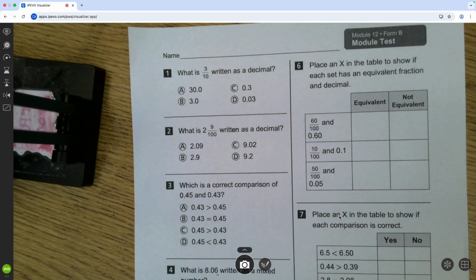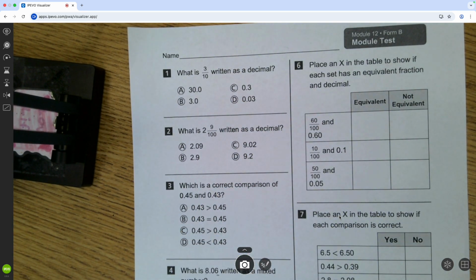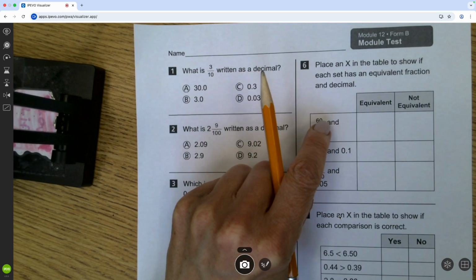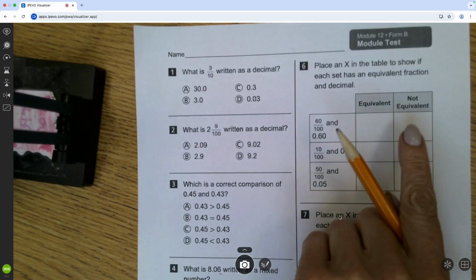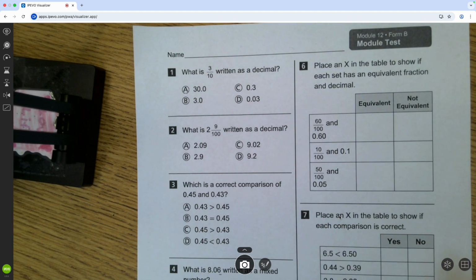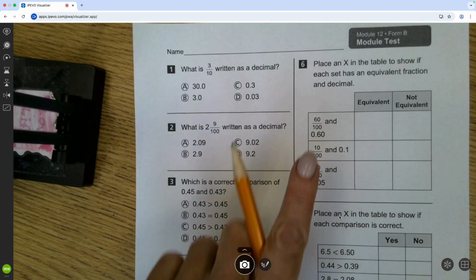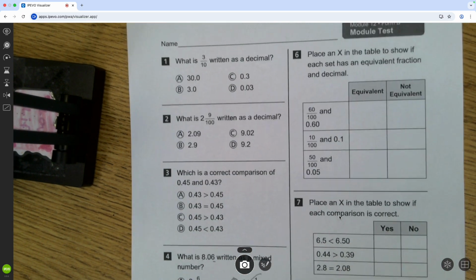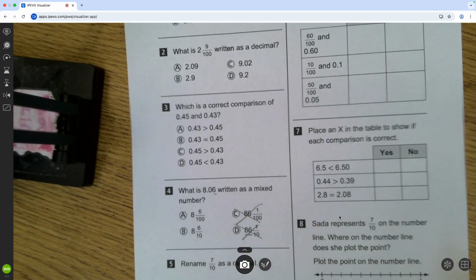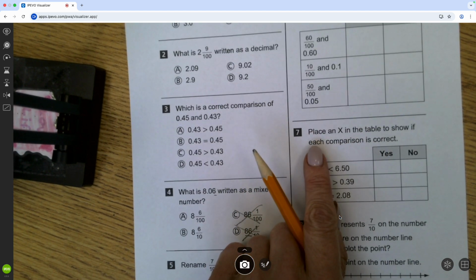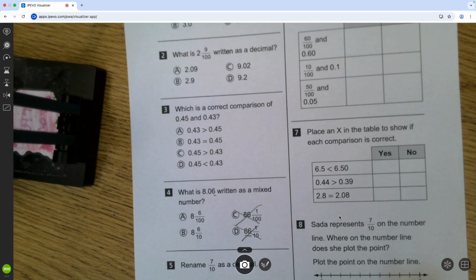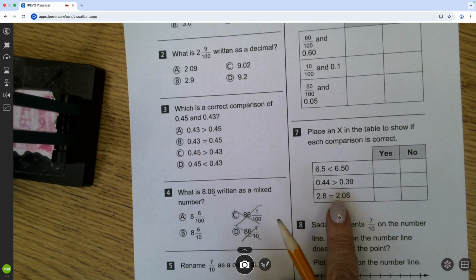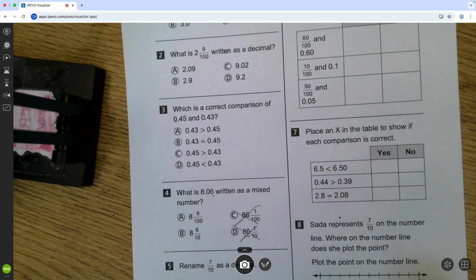Remember, equivalent. We went over this today. Equivalent means equal. So are they equal to each other? Look through. If they are, you check here. If they are not equivalent, you check the box on the right, okay? So go through each one. Number 7, place an X in the table to show if each comparison is correct. So if it's correct, you check yes. If it's not correct, you check no.